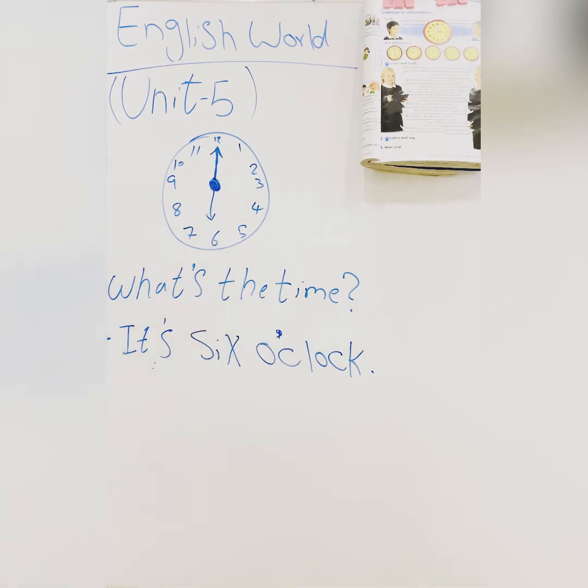Okay, let's change the picture and, for example, say it's like this. The tall line, or the long line, is on the 12 and the short line is on 10, so we will say, "What's the time?" and the answer will be, "It's 10 o'clock." Did you understand it? It's too easy. You just have to follow the long line and the short line. On which number is it? Then we're going to know what time it is.